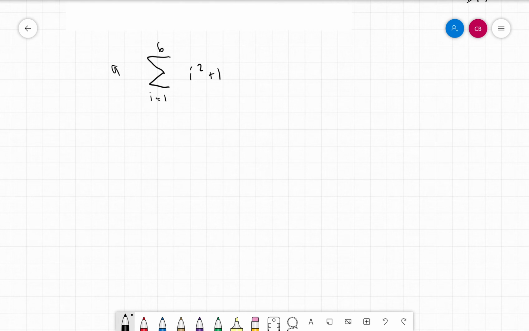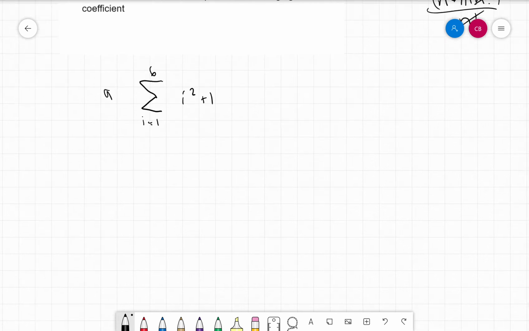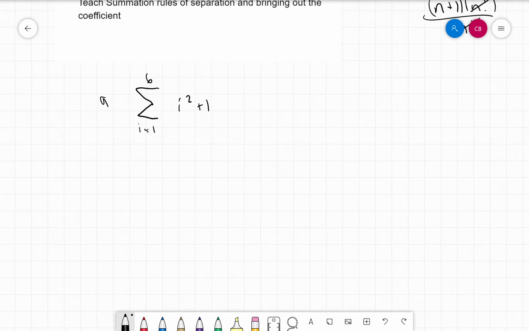So all you have to do to complete this, guys, is you're going to plug in each value from 1 to 6 and then add it all together. This means add it together. This is the lower bound. This is where you start. This is where you end. So what is this? This is 1 squared plus 1. That's the first term. Plus, that's because this is summation.